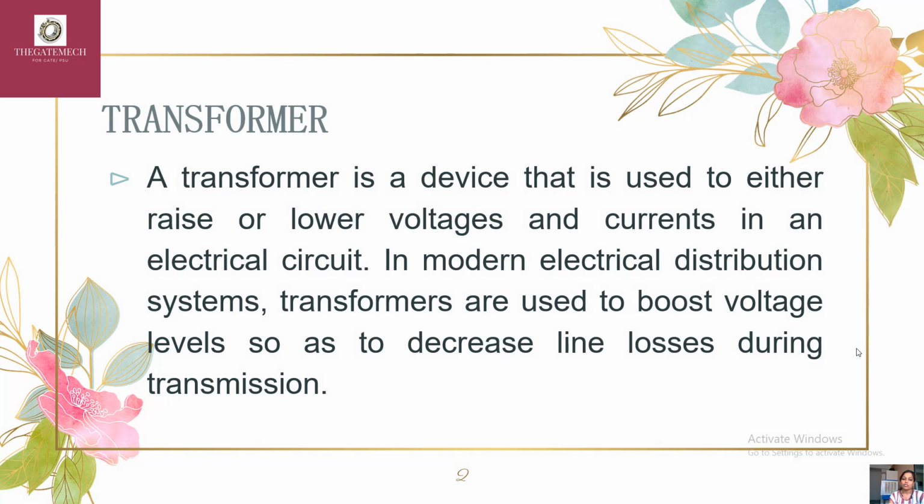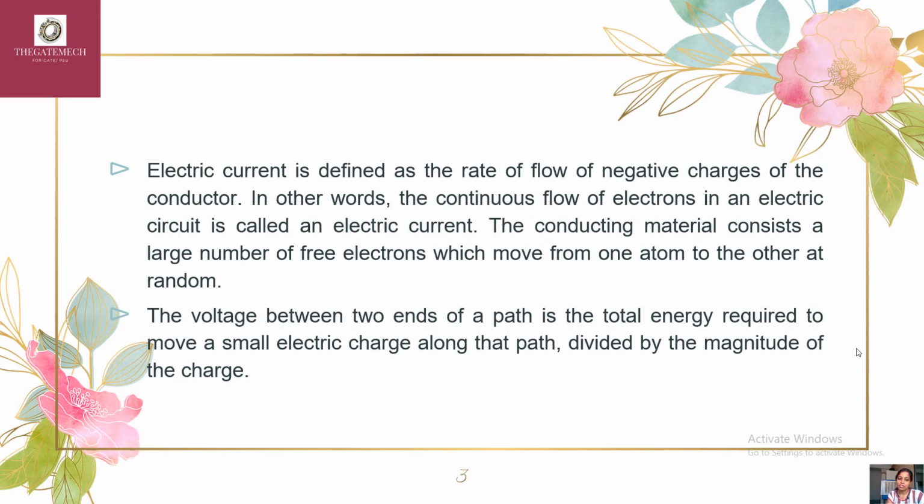So what is a transformer? First of all, a transformer is a device that is used to either raise or lower voltages and current in an electric circuit. In modern electric distribution systems, transformers are used to boost voltage levels so as to decrease line losses during transmission. So basically, a transformer used in an electric distribution system is used to either raise or lower voltage and current both, right?